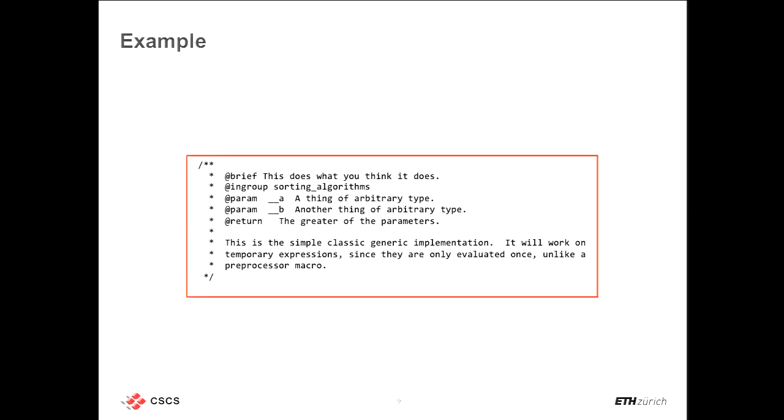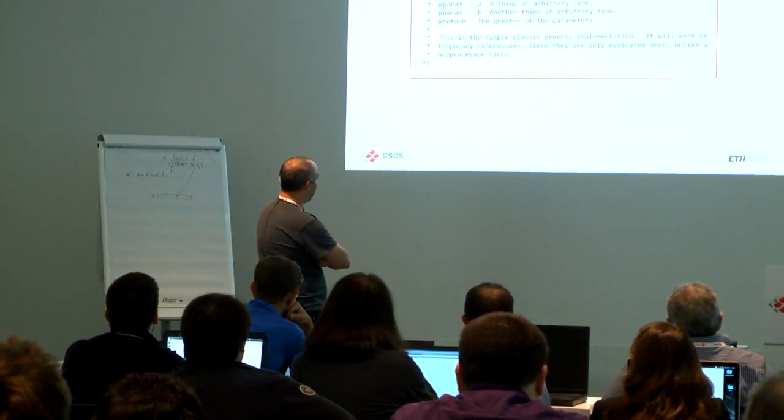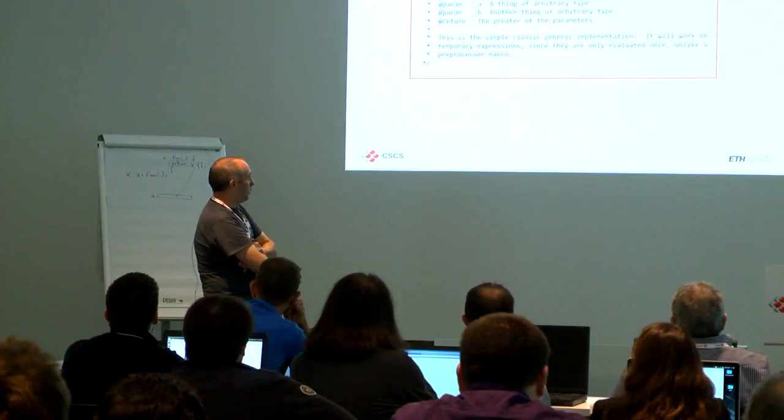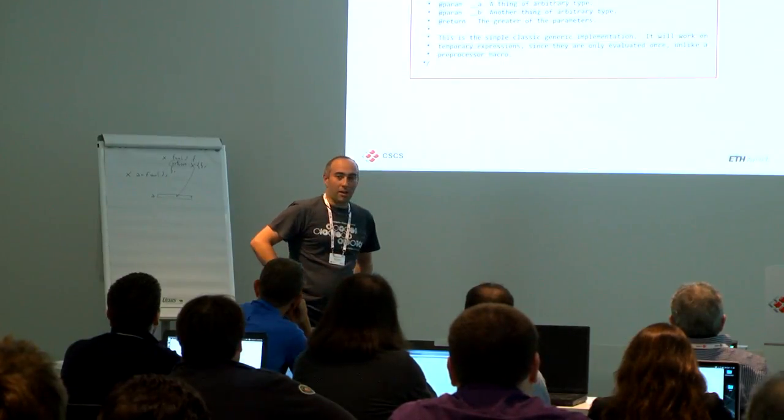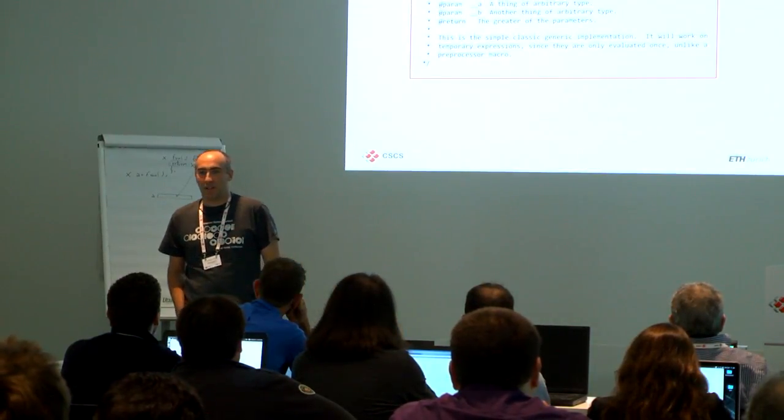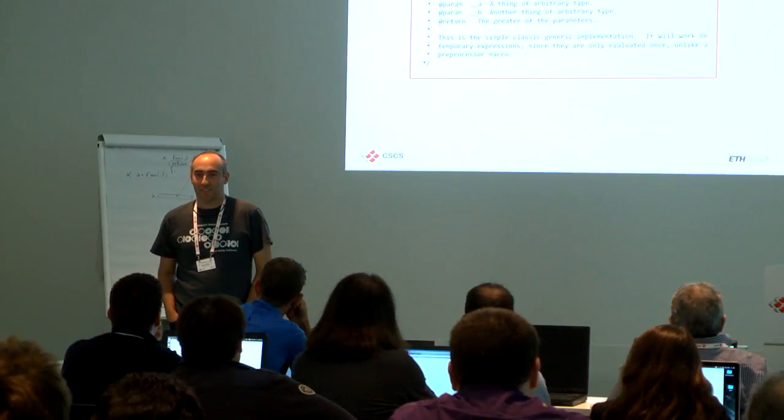There are two reasons why there are comments. First of all, the top ones are actually Doxygen comments. So it is to generate automatic documentation of your code. You run Doxygen on this, and it will give you a web page or a PDF with a description of the function. And second, there is something subtle that you wouldn't think of, but is actually quite important. The second sentence is, this is a simple classic generic implementation. It will work on temporary expressions since they are only evaluated once, unlike preprocessor macros. Cool, isn't it?